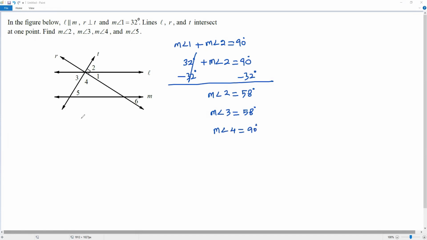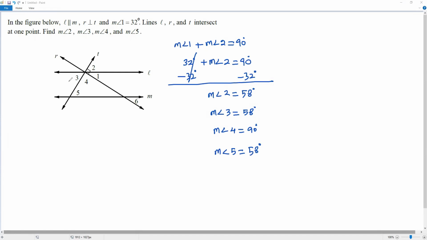Now let's find the measure of angle 5. We know that lines L and M are parallel according to the information. Then we can consider line R as a transversal. Since these two parallel lines L and M are intersected by the transversal R, this angle, angle 3, and angle 5 are alternate interior angles. They are equal in measure. So angle 5 equals angle 3. Already we know that the measure of angle 3 equals 58 degrees. So the same we can take over here. Here I got the measure of angle 5.